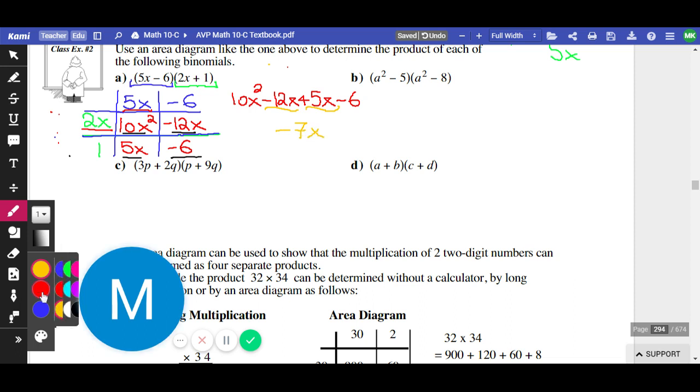The other things stay the same. So 10x squared is still 10x squared. And -6 is still -6. Your answer when you multiply those 2 binomials together would be 10x squared minus 7x minus 6.